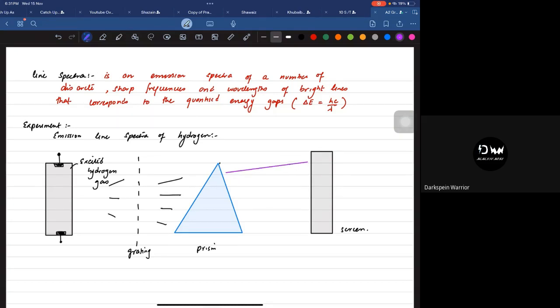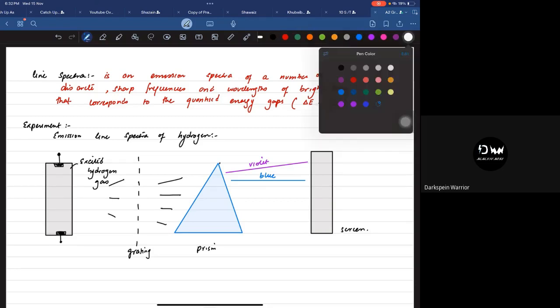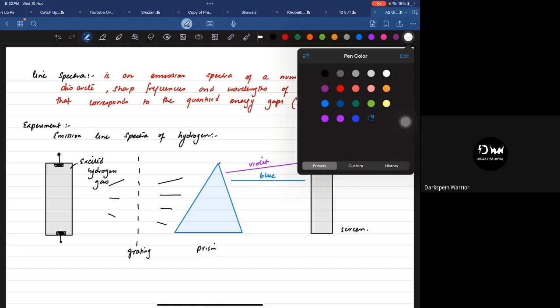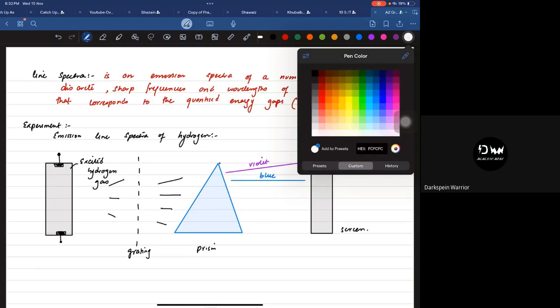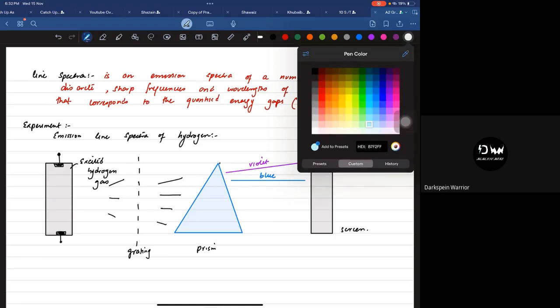violet, and then blue, and then we have cyan. Wait, that color, na? It looks like turquoise, basically bright green with a tinge of blue. Yeah, that's cyan. It's sort of this color.